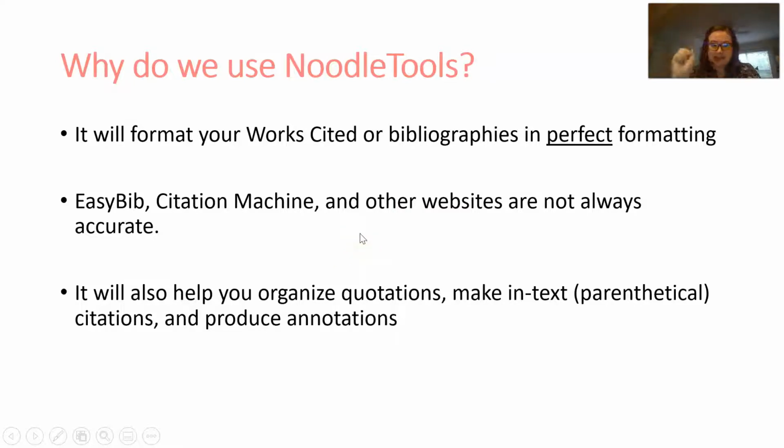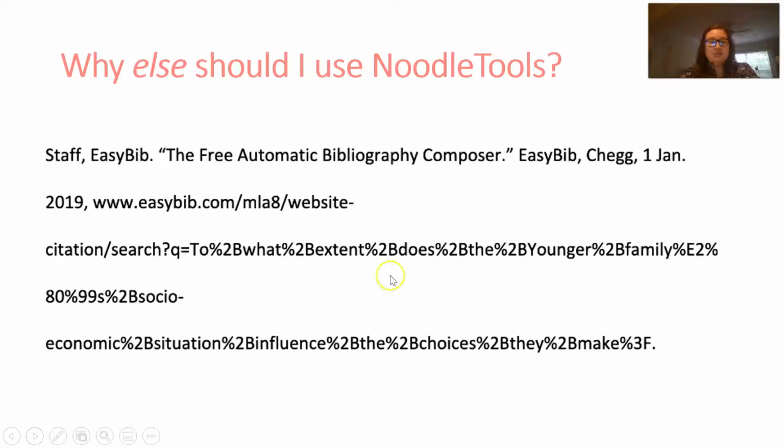And in this case, when I say annotations, I mean that second type of annotation where we're writing a paragraph that evaluates the source. Here's an example of why you should definitely use NoodleTools. This is from one of my seniors last year. They were doing a project on a play called A Raisin in the Sun, and they wanted to cite the source, and they used EasyBib, and they accidentally cited EasyBib on EasyBib. So this is what it produced for them. This is what you want to avoid.